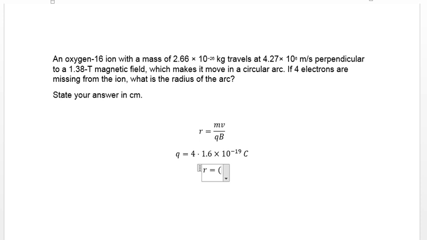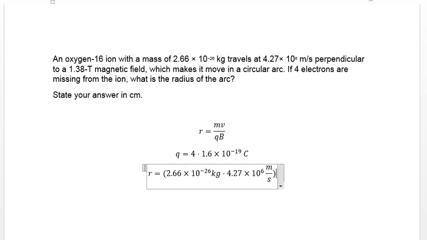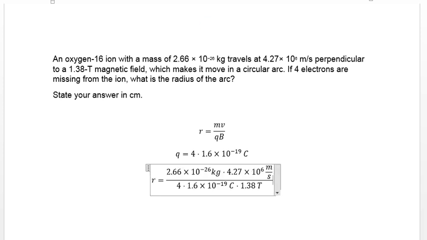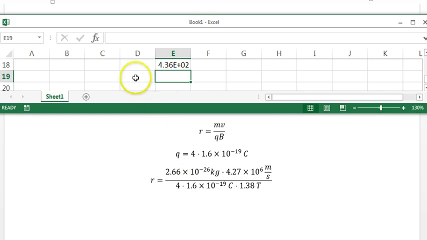R is mass 2.66 times 10 to the minus 26 kilograms times velocity 4.27 times 10 to the 6th meters per second divided by charge 4 times 1.6 times 10 to the minus 19th coulombs, times the magnetic field, 1.38 Tesla. All right. Now we just need to put all of that together. Pop over to Excel.